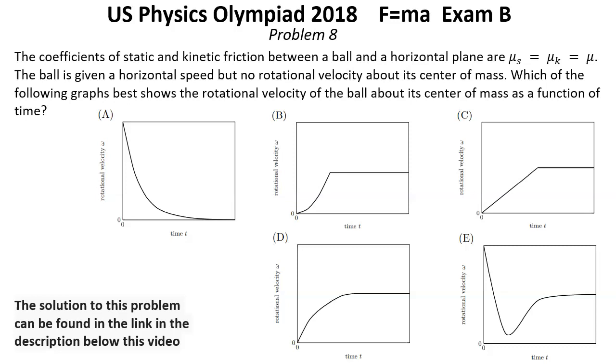The kinetic friction force, μ multiplied by the normal force, applies a constant torque, so the angular velocity initially increases linearly. After it begins rolling without slipping, the angular velocity remains constant. If we check all 5 possibilities here, only graph C shows this behavior for angular velocity. Initially it's linear and after it's constant. So that's the correct answer for problem number 8.